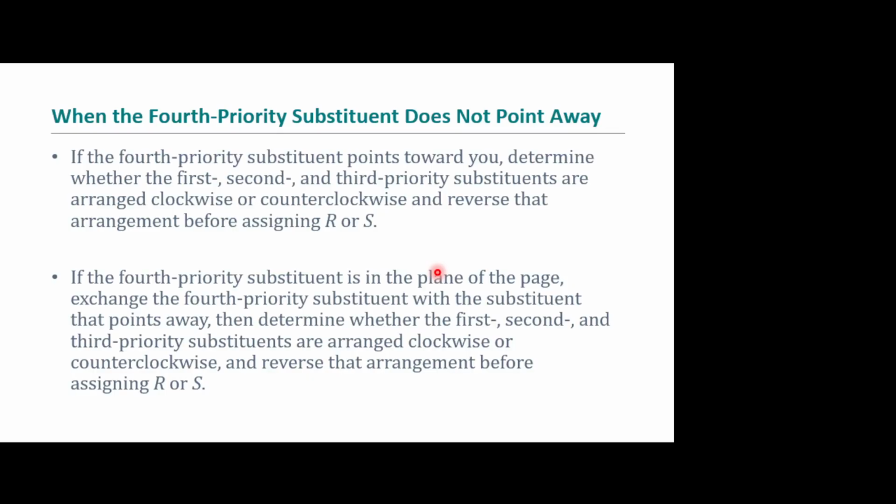Yes, technically, you're actually making the other chirality. So if this was an enantiomer, this would be the two different enantiomers. And that's why you're going to be flipping its R and S. So you're going to exchange it with the one that points away. Then you're going to take the first, second, and third priority substituents, see if they're arranged clockwise or counterclockwise, and then reverse that arrangement. Because you've literally taken the groups by exchanging two of them, and you've swapped it to the other enantiomer. That's literally what you did.